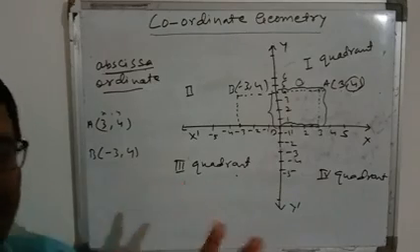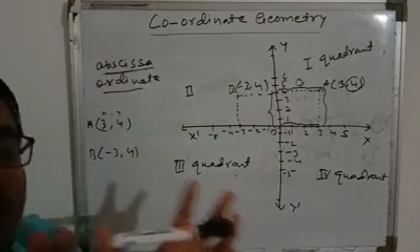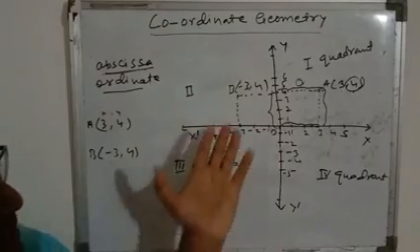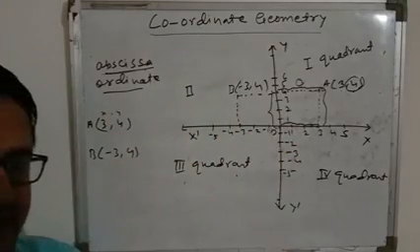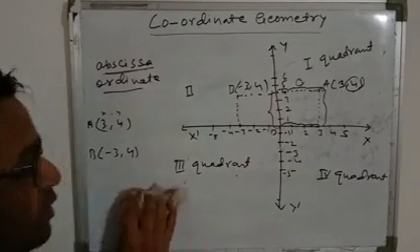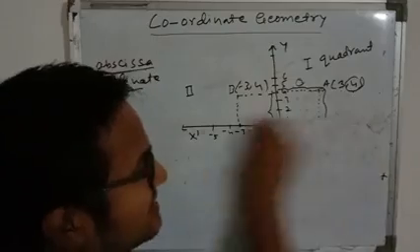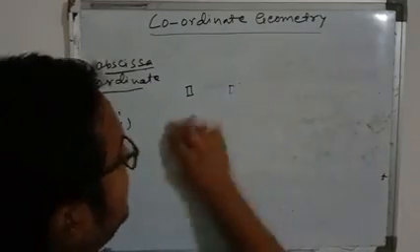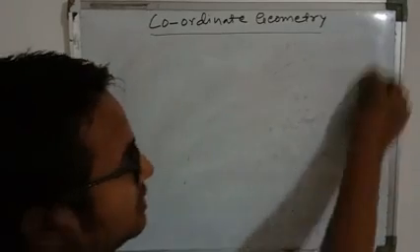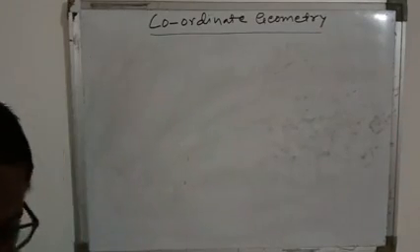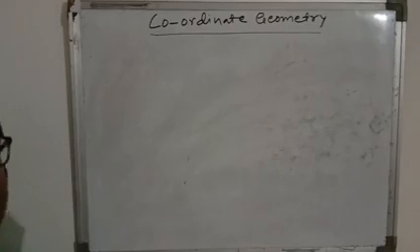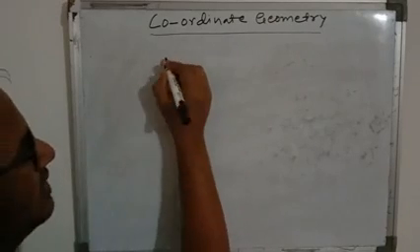So all those are points. To locate the points, we have to use coordinate geometry. So here we are plotting the x-axis and y-axis. These are very simple things. Now in class 10 standard, a very important thing is how to find the distance between two points. That is called the distance formula.